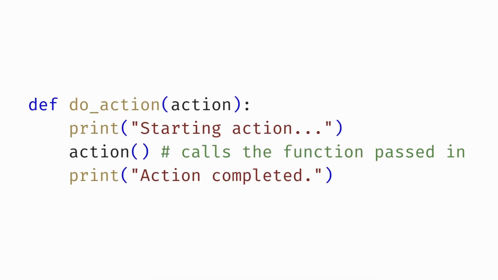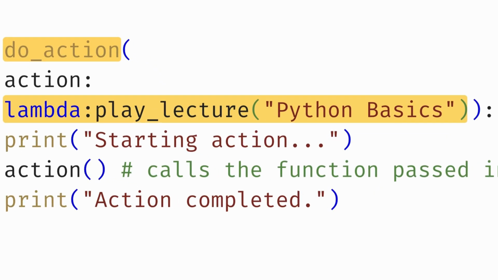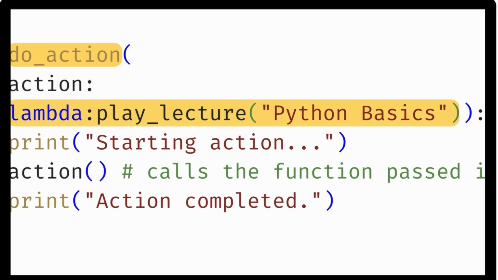This lambda could be passed as an argument to a higher order function or be used to simulate an event handler like clicking a button. Imagine a function that takes another function and runs it as an action. Here, doAction is a higher order function taking a function as a parameter. You provide the lambda as that action function. Inside doAction, the lambda is called, which then calls play_lecture. This pattern is common in event-driven or functional programming styles.